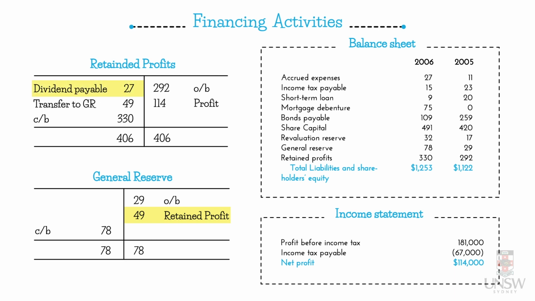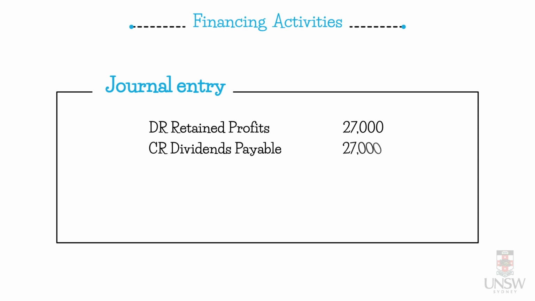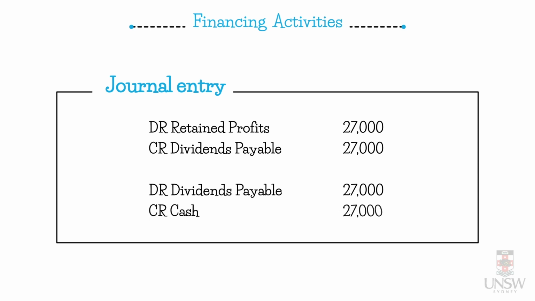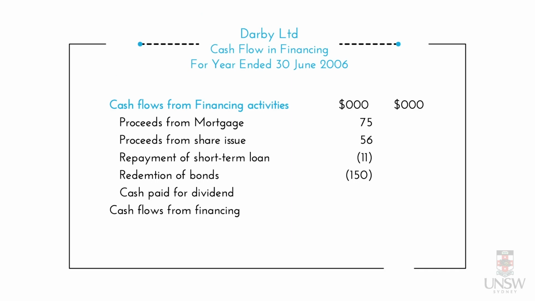So during the period, we must have closed off that dividend account. So we would have had a journal entry to record that we've declared the dividend. So debit retained profits 27,000, credit dividends payable 27,000. During the period, we've paid the dividends. So we debited the dividends payable account 27,000 and credited cash 27,000. So we're going to put in, as our last line in financing activities, cash paid for dividends, 27. We can add up our financing activities section, and it comes to an outflow of 57.